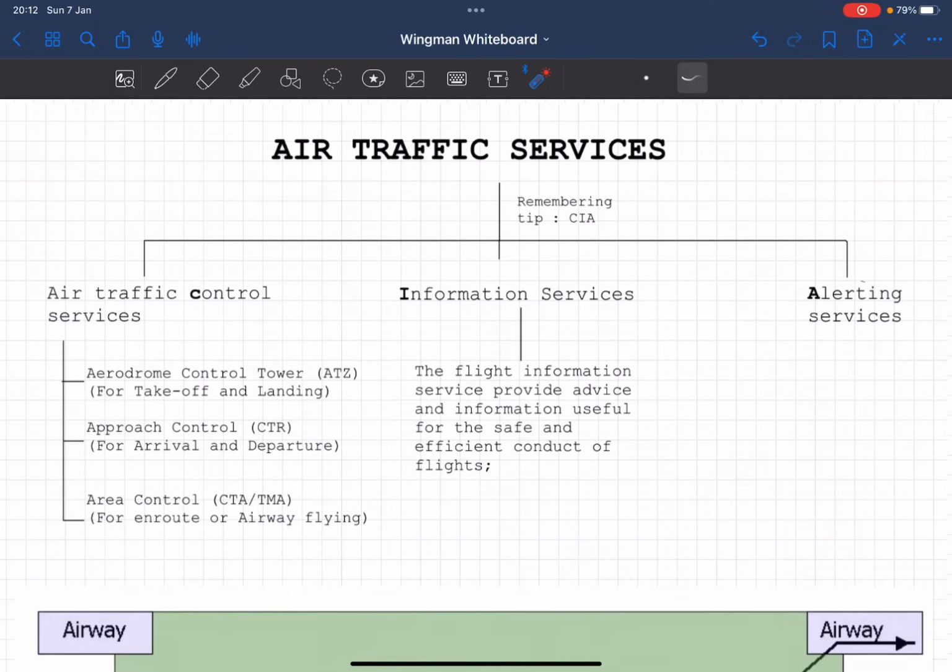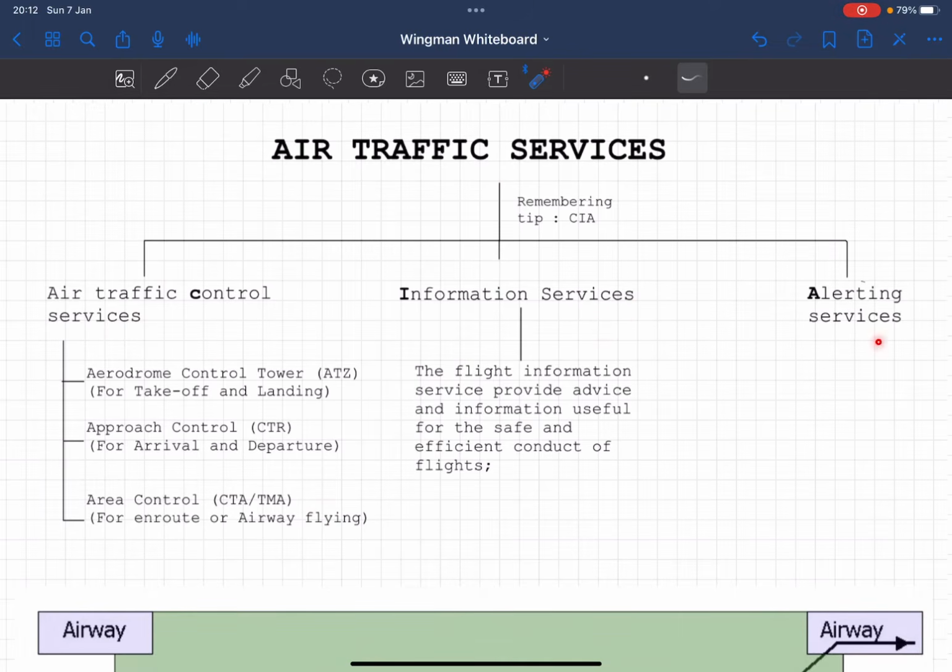Let's start with information services. These guys provide information, whatever information is required to carry out a safe flight. It includes your air reports, pilot reports, and also your ATS information. Whatever information is required to be provided to the flight crew in order to have a safe flight, or any major update during the flight, is provided by the information services.